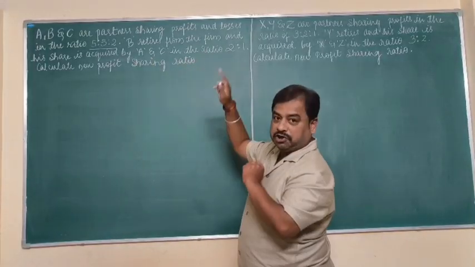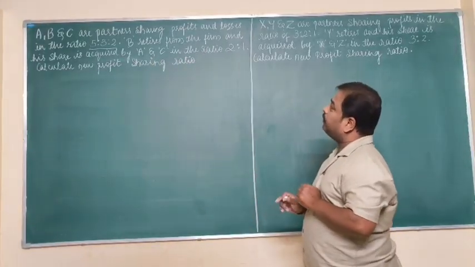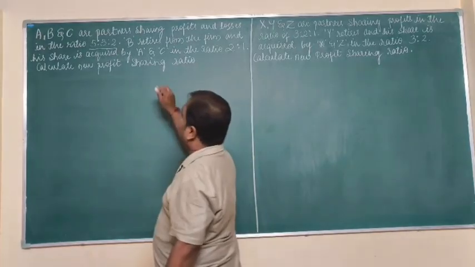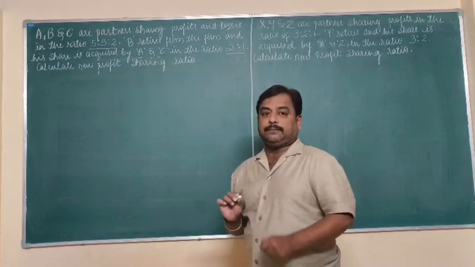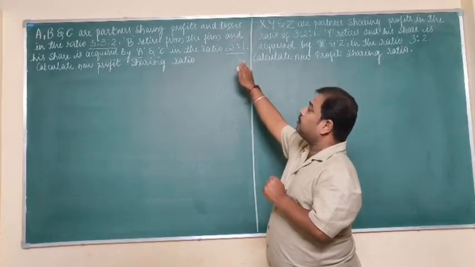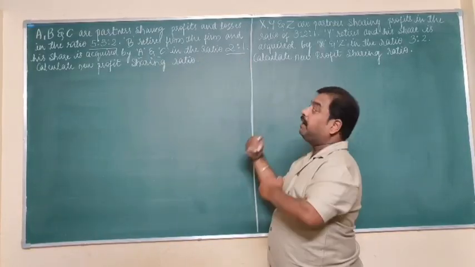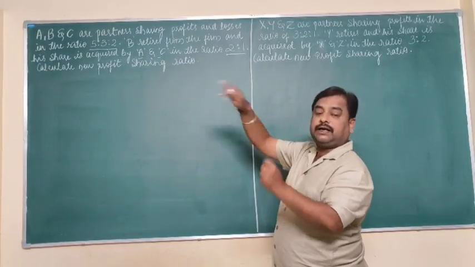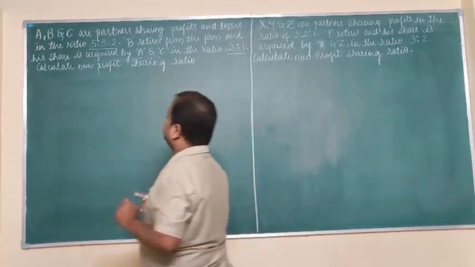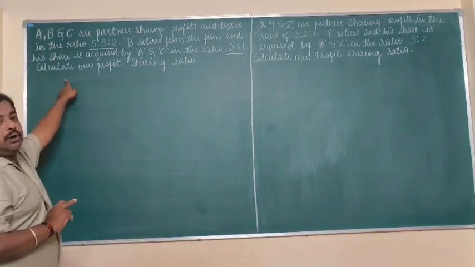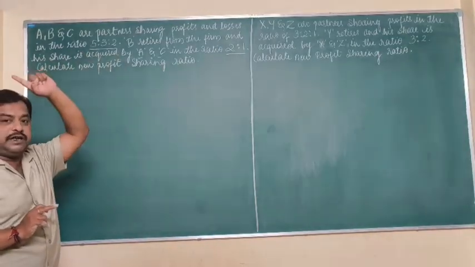So continuing with the question, B retires from the firm and his share is acquired by A and C in the ratio of 2:1. So what is this 2:1? The portion gained by the continuing partners. Whose share is gained here? The retiring partner's. Let us see how to solve this. What will be the question now? Calculate new profit sharing ratio.